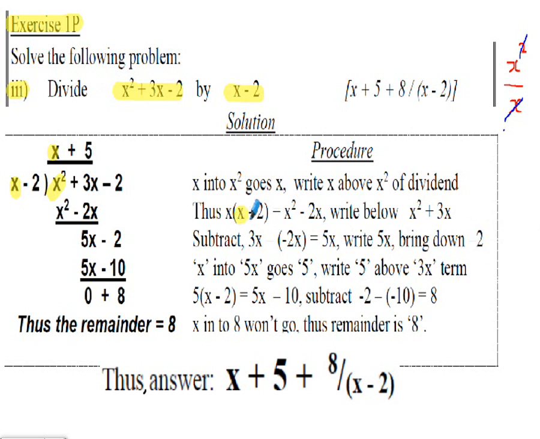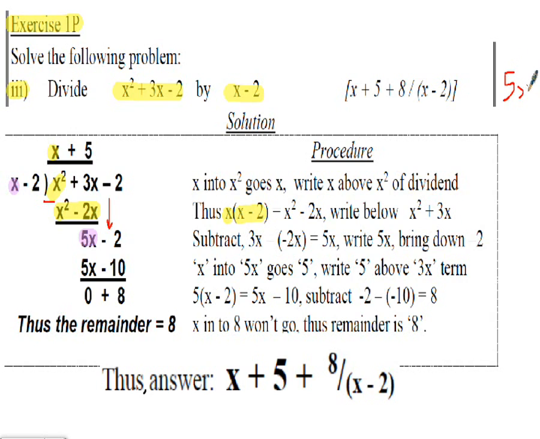If we now multiply x minus 2 by the x, we end up with x squared minus 2x written here. And as always, subtracting, x squared minus x squared is 0. And positive 3x minus a negative 2x, be careful of the double negatives there, that's 3x plus 2x, so that's 5x shown here. So now we bring down the negative 2 from the dividend, and repeat the process again. How many times does x divide into 5x?